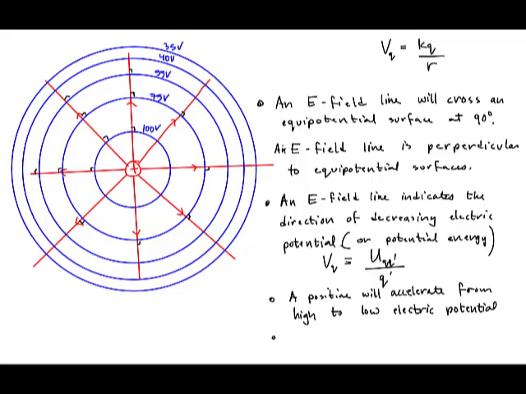While a negative charge behaves just the opposite. A negative charge, and it looks like I forgot to put a word up here. I'll insert charge right there. A negative charge will accelerate from, here's the thing, it's the opposite, from low to high electric potential.